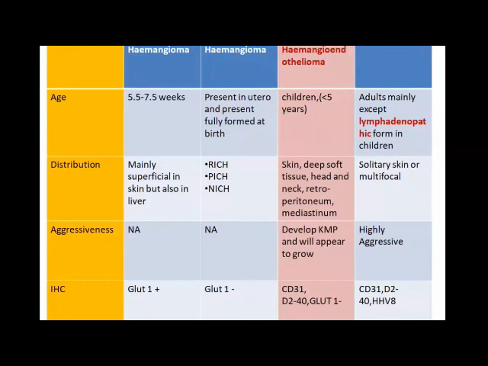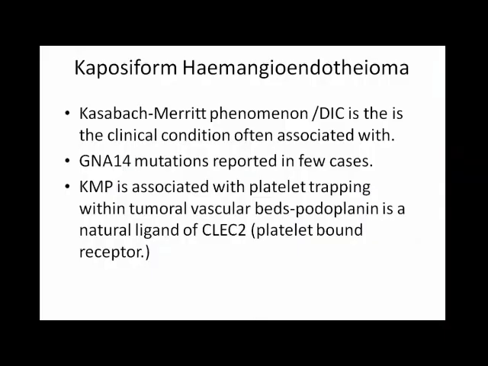And Kaposi sarcoma is basically HHV8 positive, associated with HIV, and is a highly aggressive tumor. Then talking a bit about the Kasabach-Merritt phenomenon, kaposiform hemangioendothelioma is associated with GNA14 mutations. A few cases are reported, and this phenomenon is associated with platelet trapping within the tumoral vascular beds, and podoplanin is the natural ligand for CLEC2. So why am I emphasizing this point? Because if we give platelet transfusions to this patient, the thrombocytopenia will not improve.